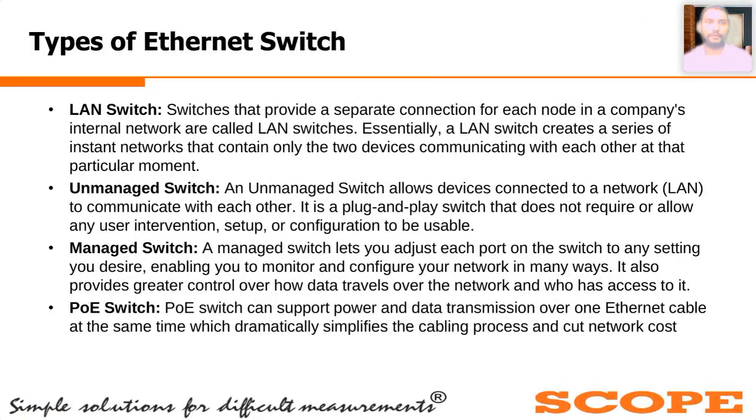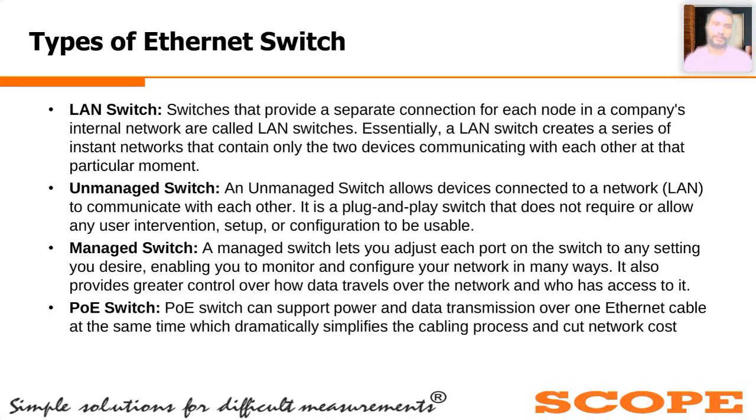Then what are the types of Ethernet switches? Normally there are 3 types of switches: one is the unmanaged switch, one is the managed switch, and one is the PoE switch. A LAN switch is a local area network switch that connects all the devices in that local area network. It can be a managed switch or an unmanaged switch. I'll discuss what an unmanaged switch is.